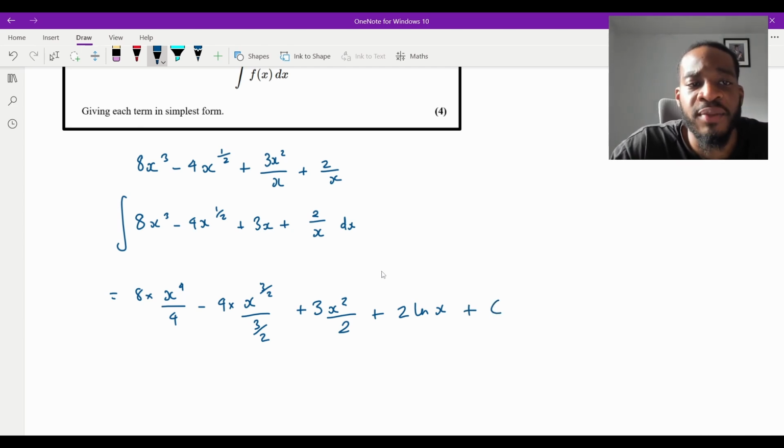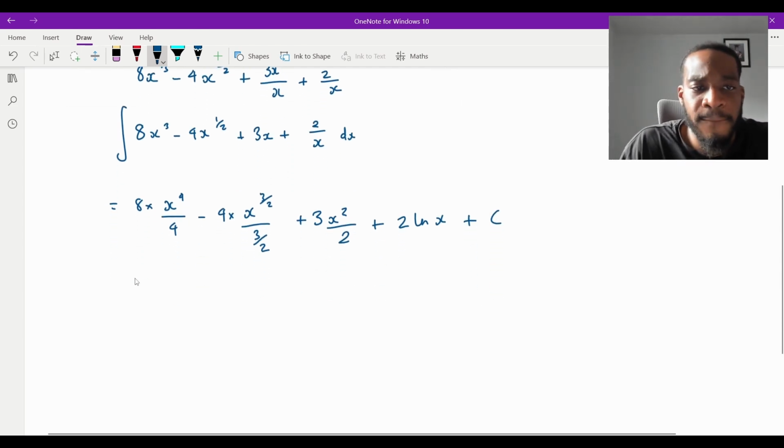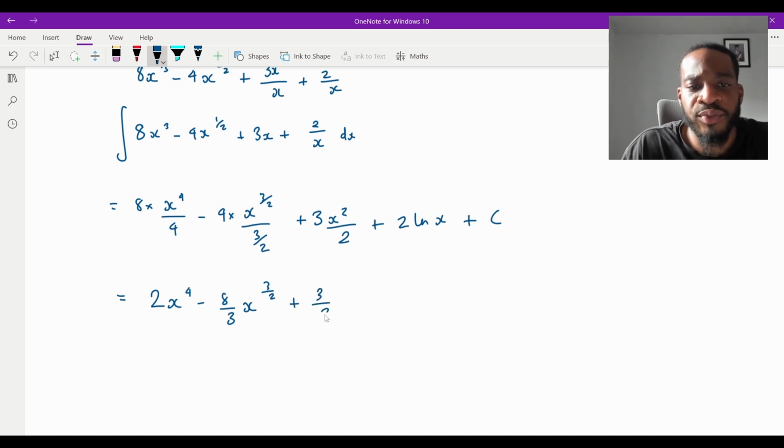Now it says give each term in its simplest form, so we need to simplify. a divided by 4 is a over 4, so that's going to be a over 4 times x to the 4. Now what's going on here? I'm doing minus 4, and then dividing by 3 over 2. That's the same as times by 2 over 3, and that is just going to be 8 over 3. So I'll put 8 over 3, and then it will be x to the power of 3 over 2. Then the next term is 3 over 2 times x squared, and then plus 2 ln x plus c.